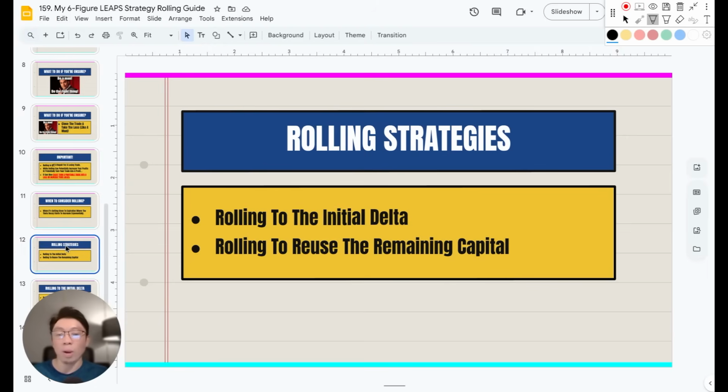Okay, now that we know when we should start to consider rolling, let's get into the actual rolling strategies, because there are two different ways that you can actually roll it.